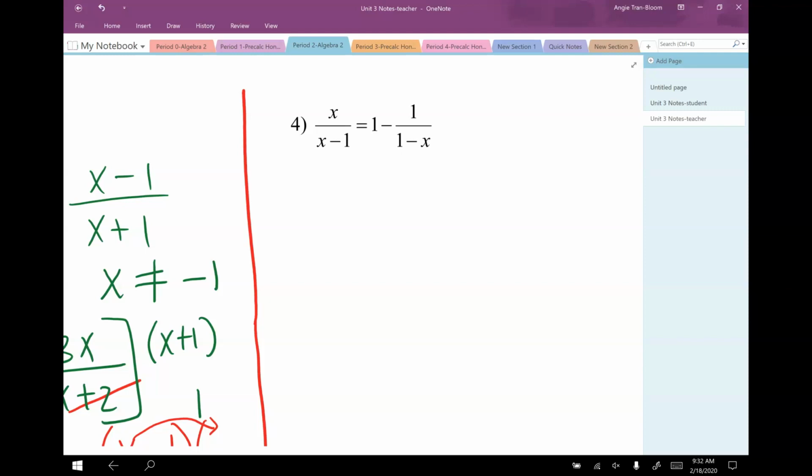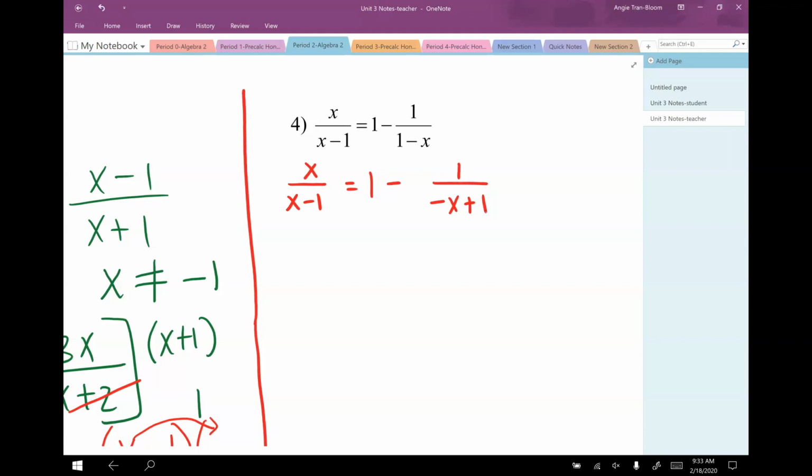The first one, x over x minus 1, that's as far as we can go, equals 1 minus 1 divided by 1 minus x. As you know already, we always want to write our terms in standard form. Why is that, by the way? So we can see if we can take out the -1, okay?